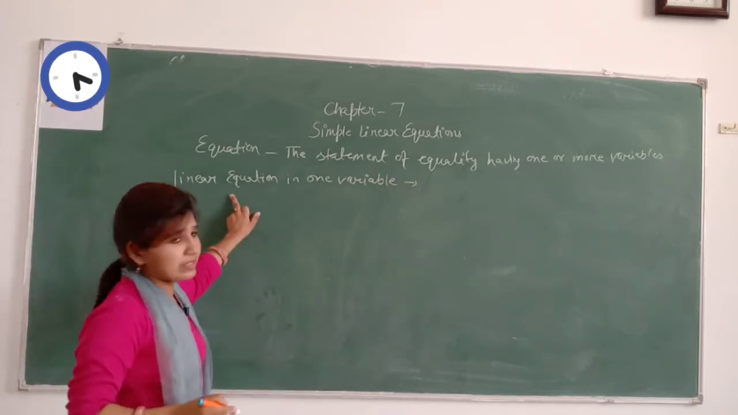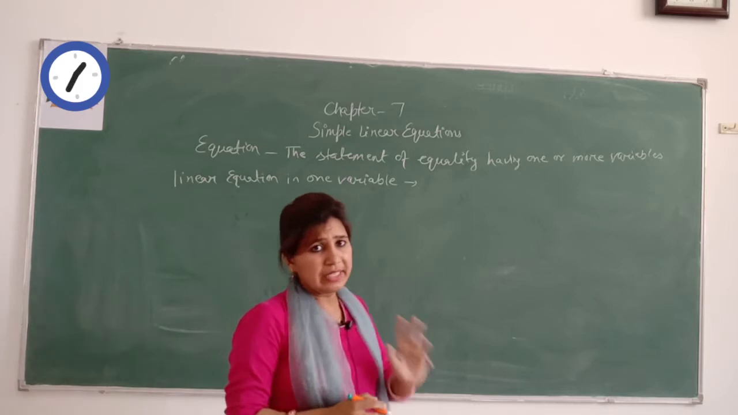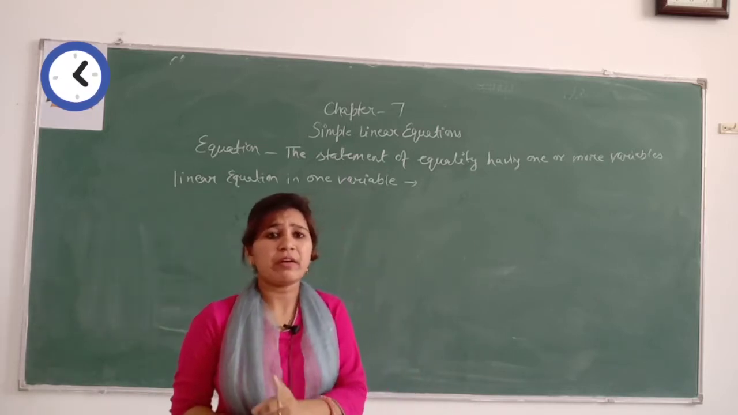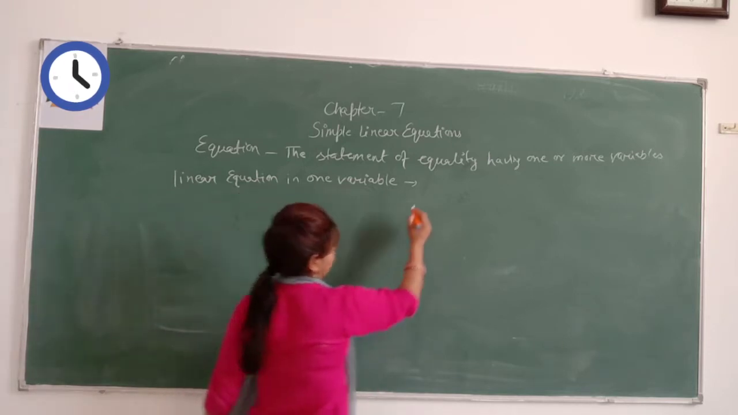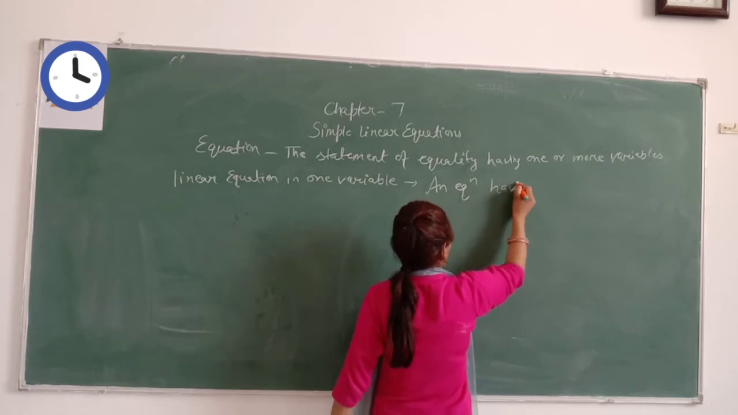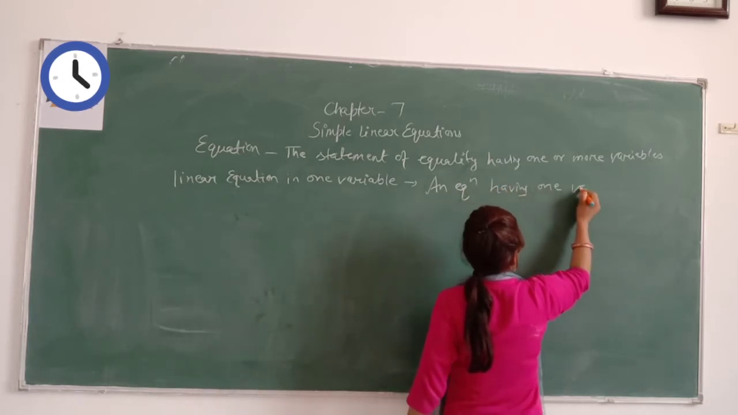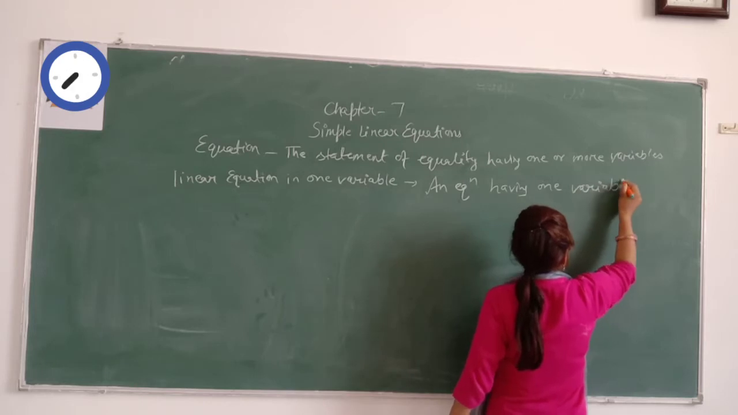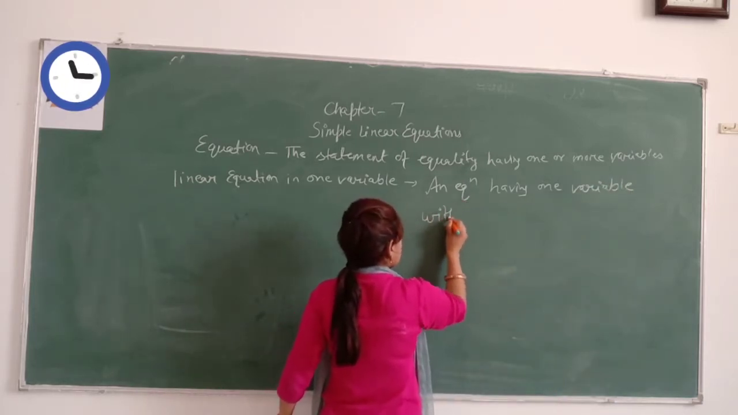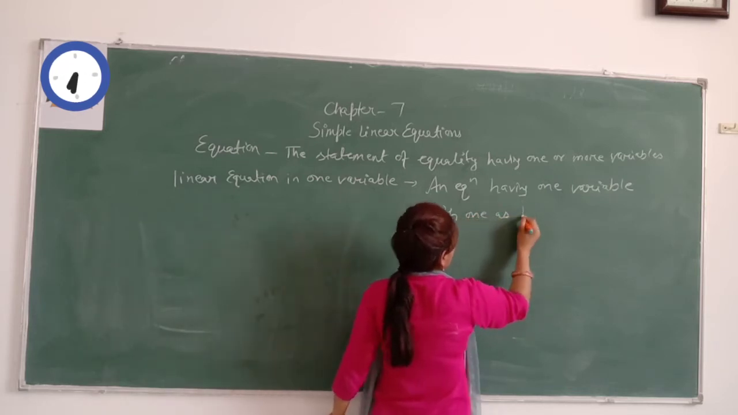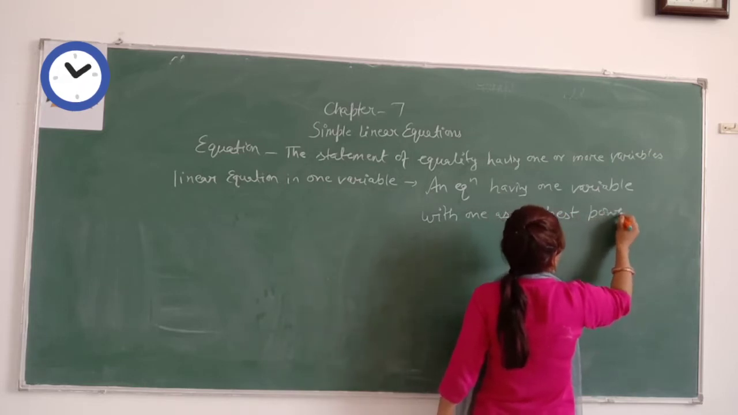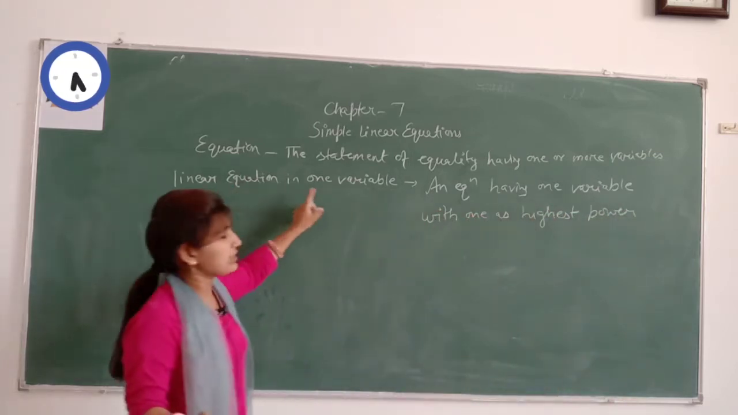बच्चे, what is linear equation in one variable? You can say the equation which have one variable having highest power as 1. You can say an equation having one variable, with 1 as highest power is known as the linear equation in one variable.